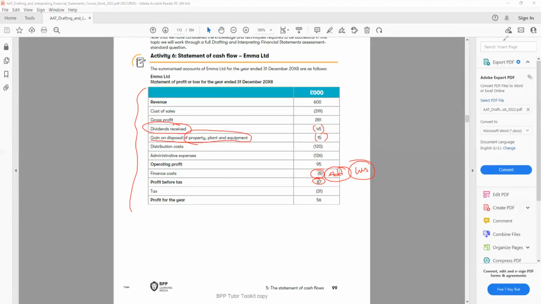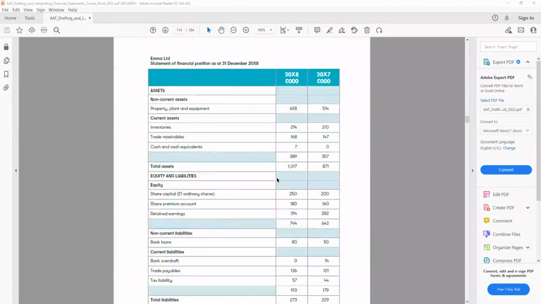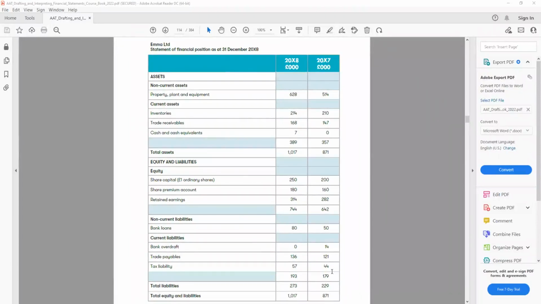Anyway, let's have a look at the question in full. So we have the financial statement. The financial statement will always be in 2 parts. For the 2 years, it will be the comparative figures, 2018 and 2017. So they will give us both. Now, property, plant, equipment. So we have this one for 17, 18. You can see in 17 we have 514 and in 18 we have 628.